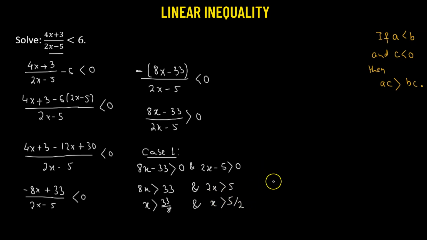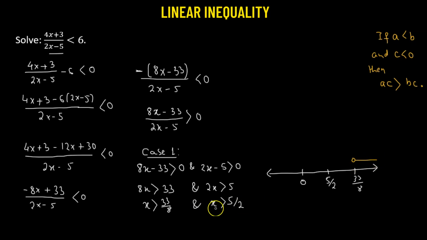So let's find a solution to this. For this we will draw a number line, and on the number line we'll have the value 0. So here we have 5 over 2 and we have 33 over 8. So 33 over 8 is greater than 5 over 2. That's why we put it to the right of 5 over 2. Now the first one says that x is greater than 33 over 8. So that means we'll have to consider all the values of x which lie to the right of 33 over 8. So this is going to be the solution. It extends all the way up to positive infinity.